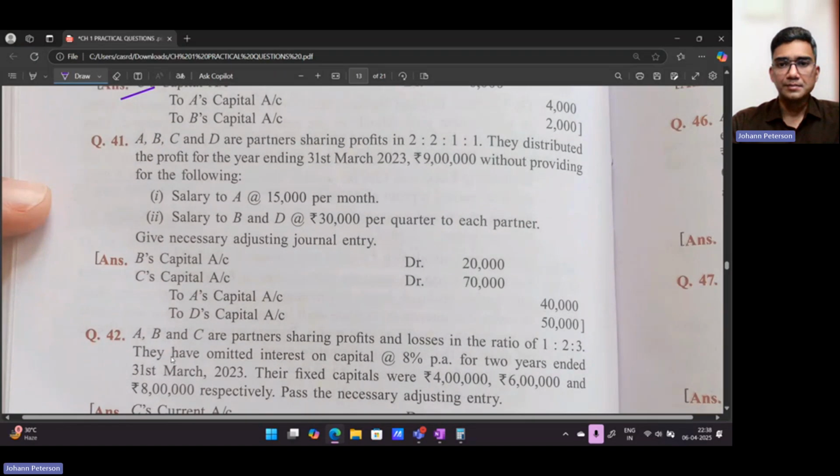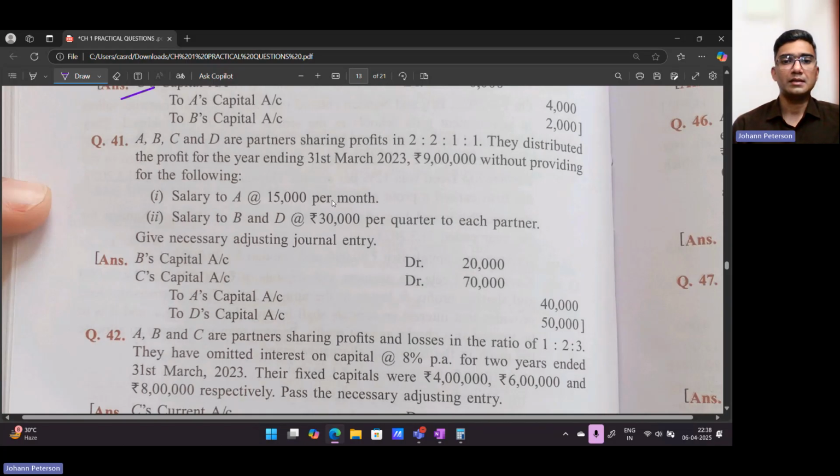The next question, let's see this one. It says A, B, C, and D are partners sharing profits in the ratio 2 is to 2 is to 1 is to 1. They distributed the profit for the year ending 31st March 23, which was 9 lakh, without providing the following: a salary to A at 15,000 per month and a salary to B and D at 30,000 per quarter to each partner. Give the necessary adjusting journal entry.